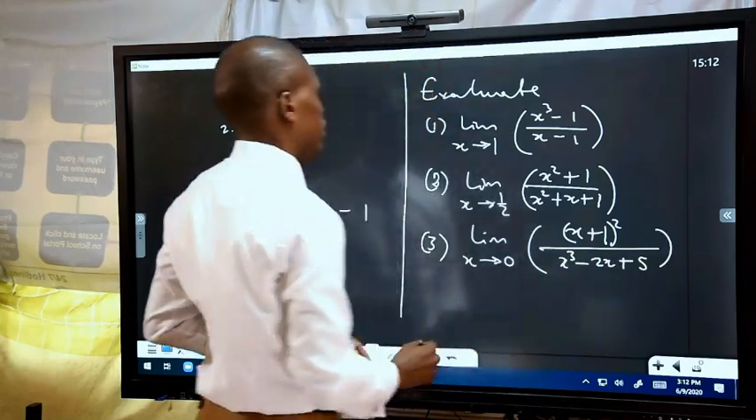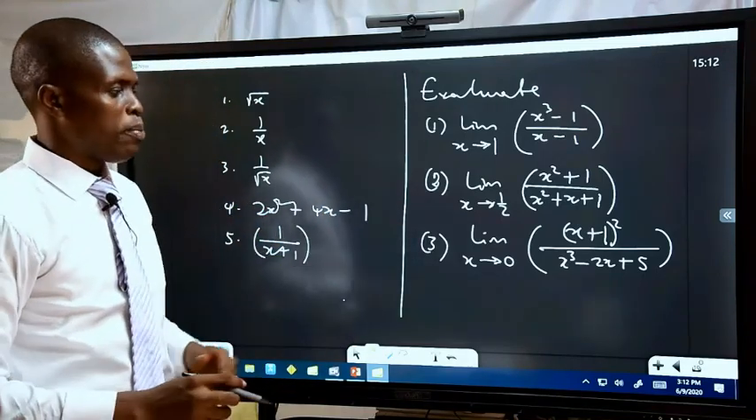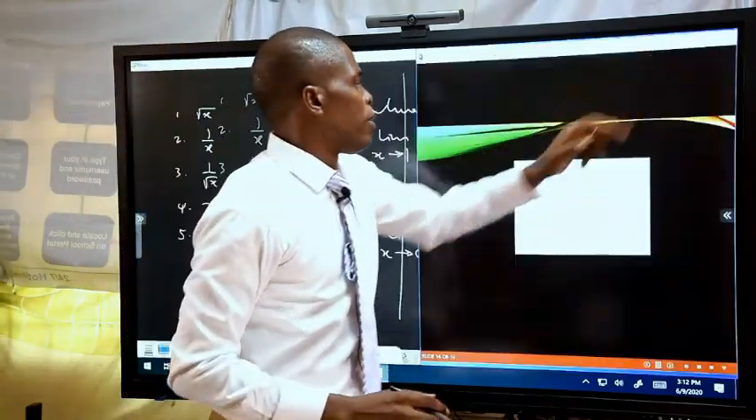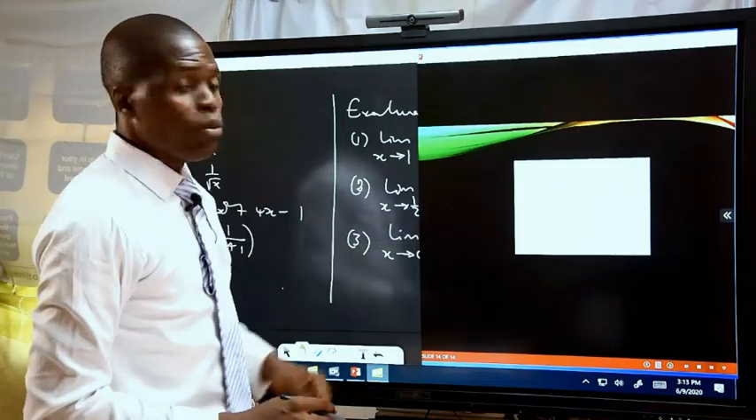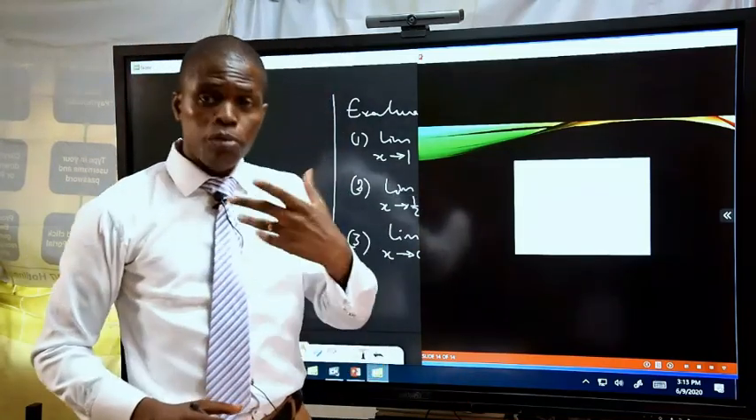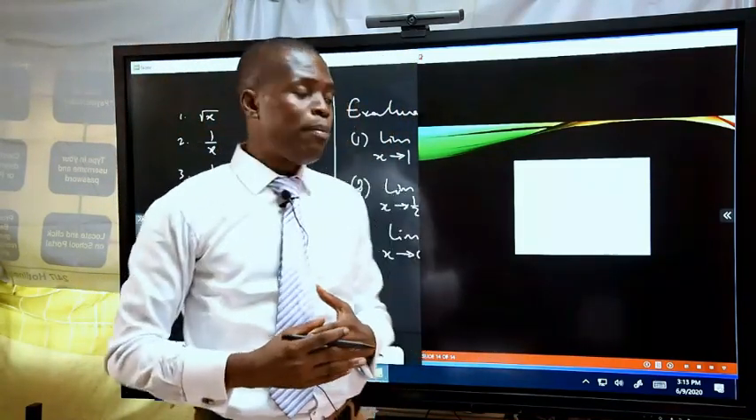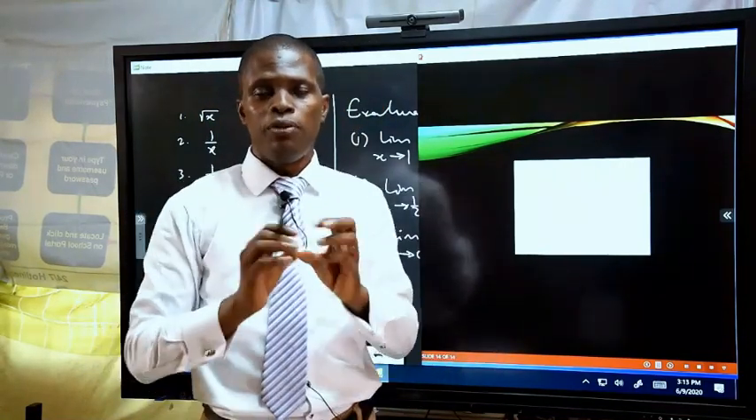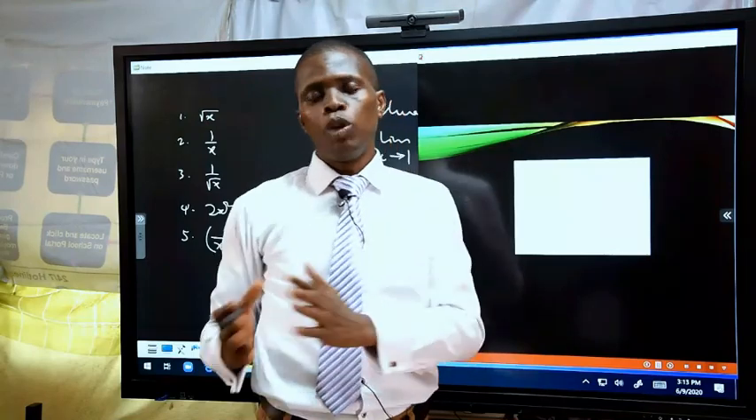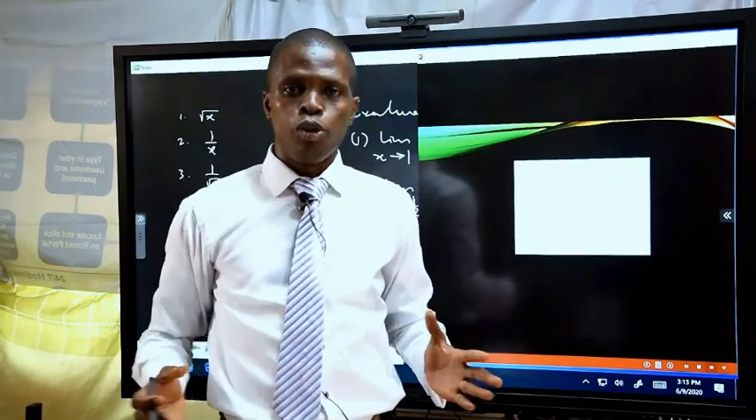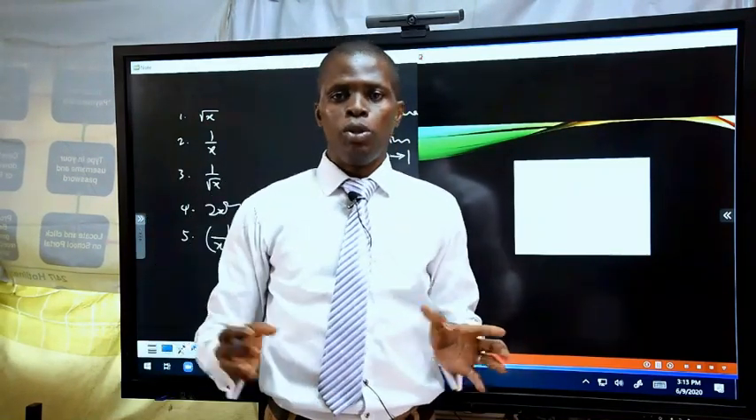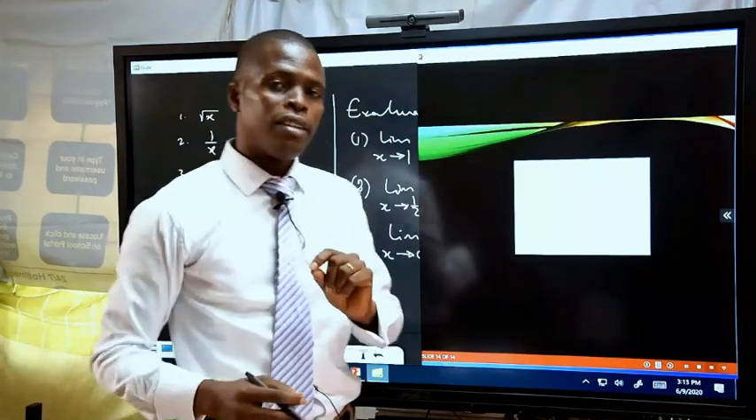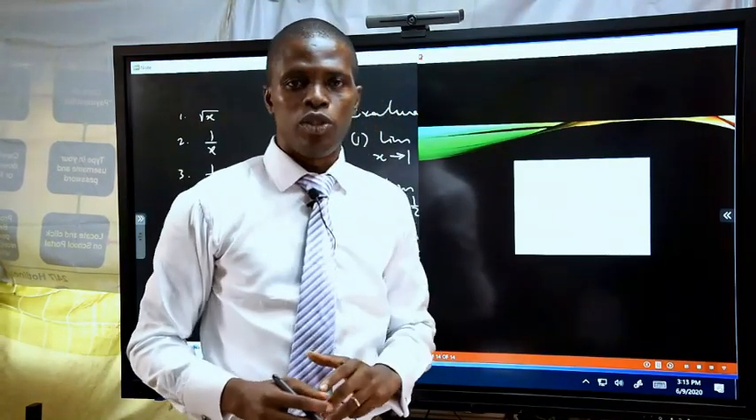So we can solve these examples as practice work. I will expect us to practice them as we come to the end of this class today. In subsequent classes, we are going to look at the application and the other aspects of differentiation using the formula method. We are going to look at the quotient rule and the product rule, and also the chain rule of solving calculus, that is differentiation.